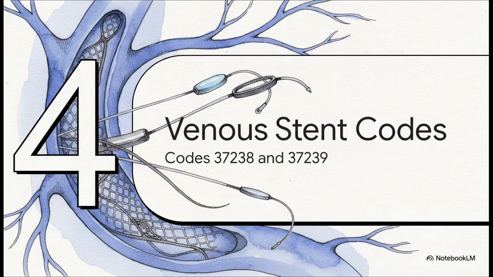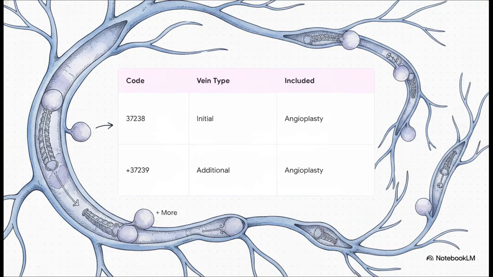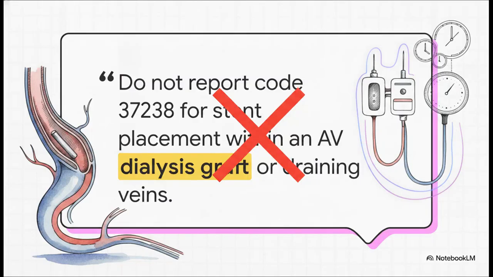Moving right along to Section 4, venous stent codes. We're shifting gears from arteries to veins, which requires a slightly different set of rules. Here's the breakdown. Code 37238 is your primary procedure for the initial vein, and 37239 is your add-on procedure for each additional vein. And just like with our arterial codes, remember that these already include any angioplasty performed within that exact same vessel.